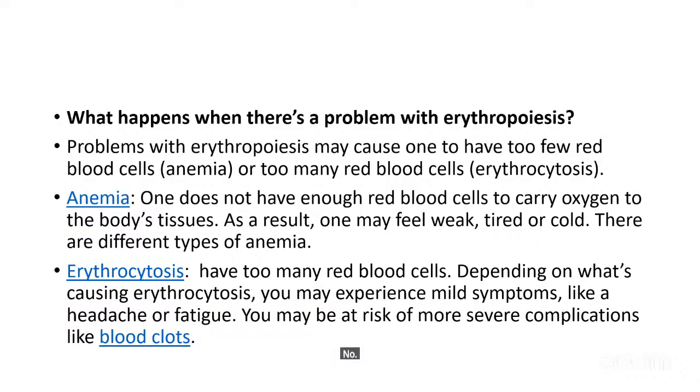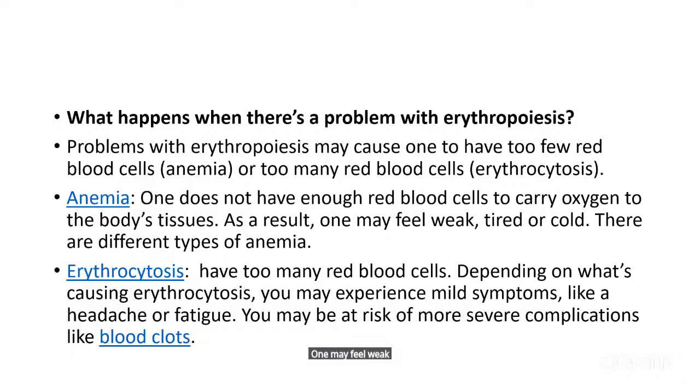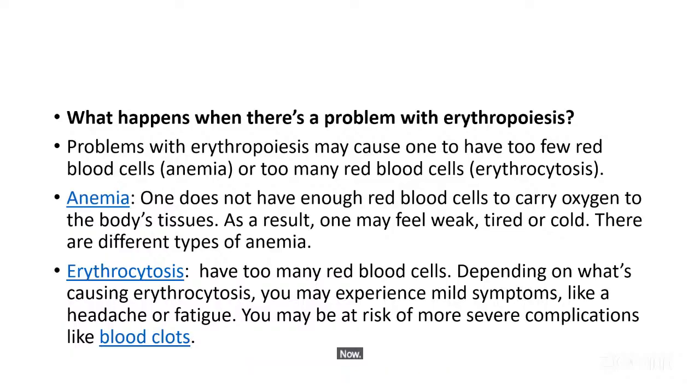Now, anemia. One does not have enough red blood cells to carry oxygen to the body's tissues. As a result, one may feel weak, tired, or cold. We have different types of anemia, which we know. Now, erythrocytosis. They have too many red blood cells.